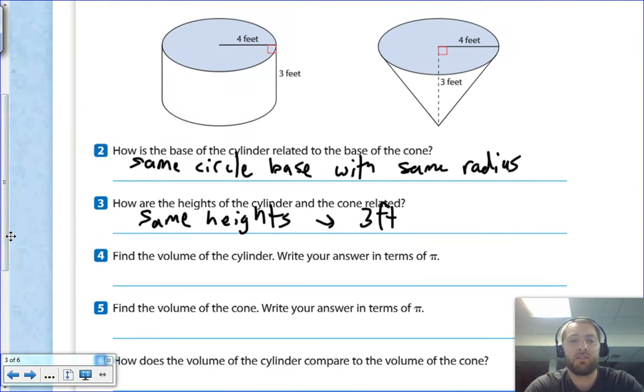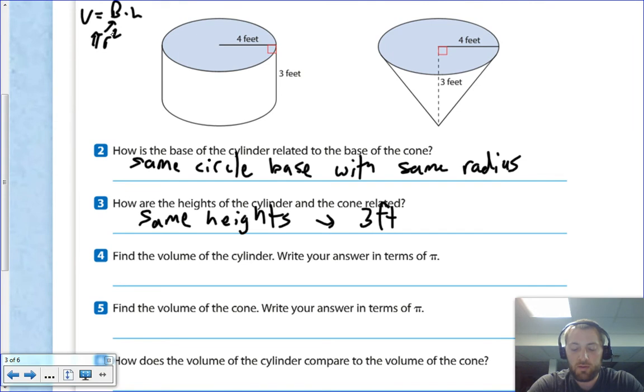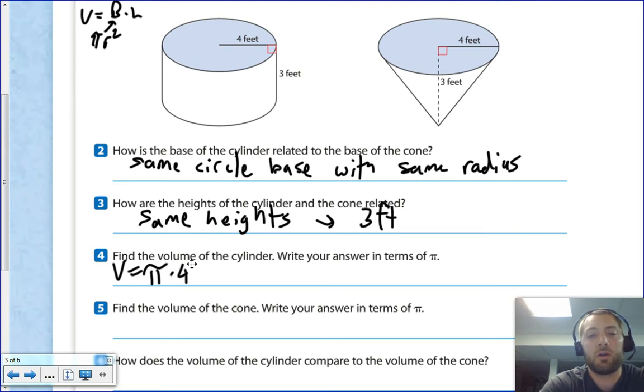So number 4 says, find the volume of the cylinder. Now, I want to remind you that to find volume of a cylinder, and shapes in general, is big B times H, where big B is the area of the base. And in this case, the base is a circle, so it's pi r squared. So if I'm going to find the volume of the cylinder, I would take pi r squared, so pi times 4 squared, and then multiply it by the height of the whole thing. That should be an h right there, if you couldn't tell.